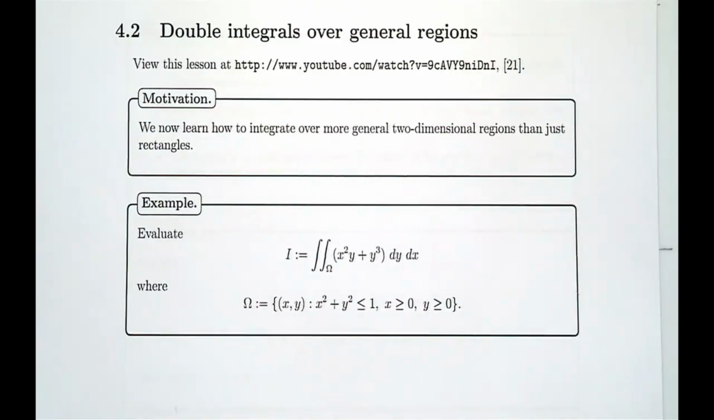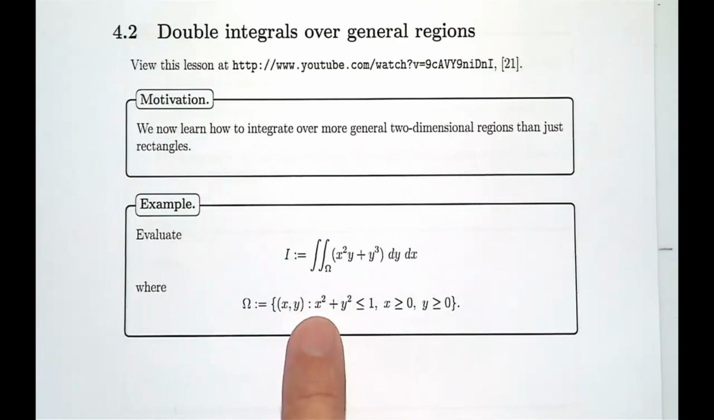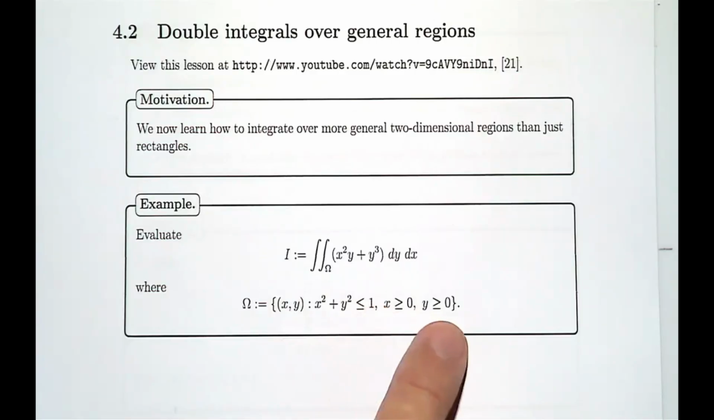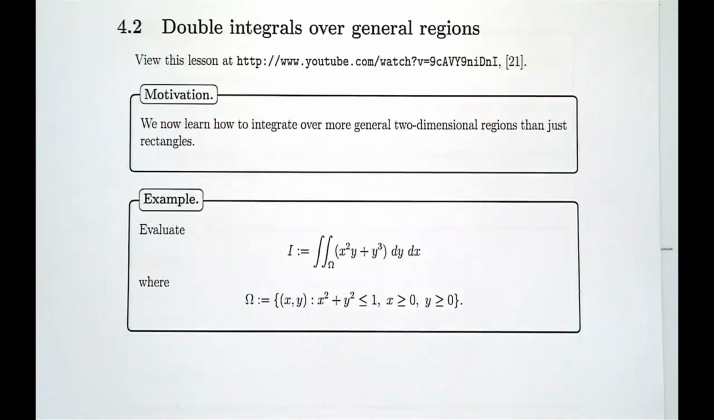This is not a rectangle, okay? Here you've got a set omega, and you've got some sort of function of two variables. With these ones, drawing a picture can help you a lot, okay? So what does it mean? It means that it's like part of a disk, and x and y are non-negative, so it'll just be in the positive quadrant, right?